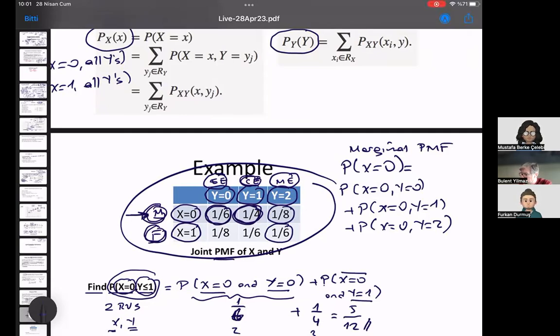For example, can you tell me what's the marginal PMF of Y equals 0, guys, for this question? What is the marginal PMF of Y equals 0?